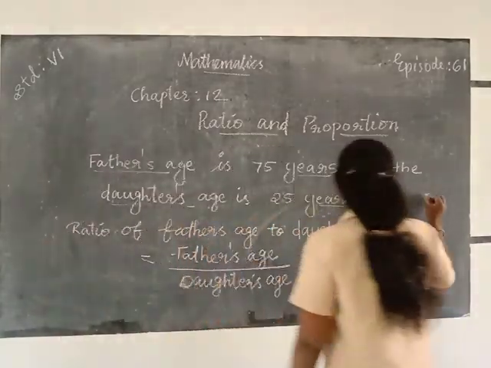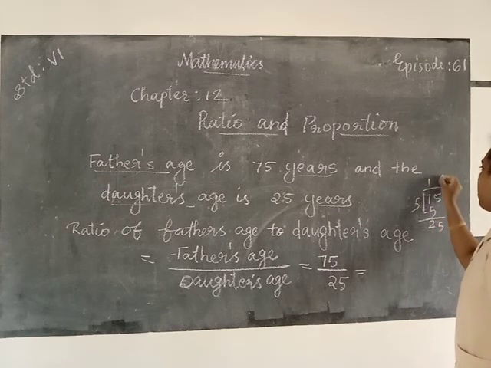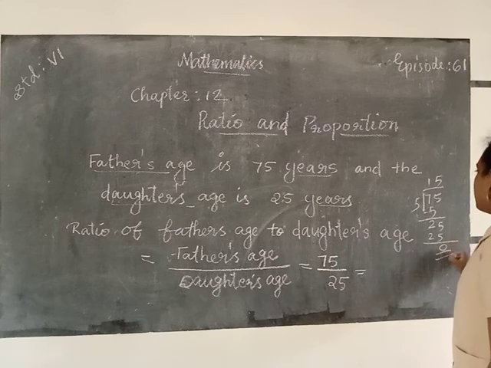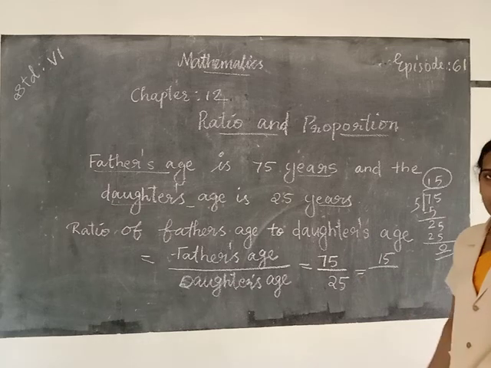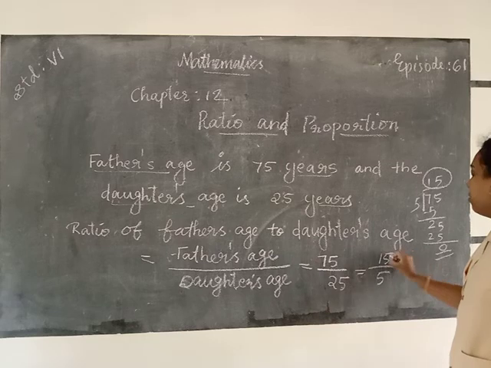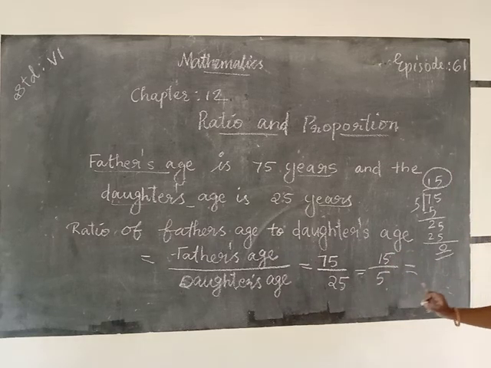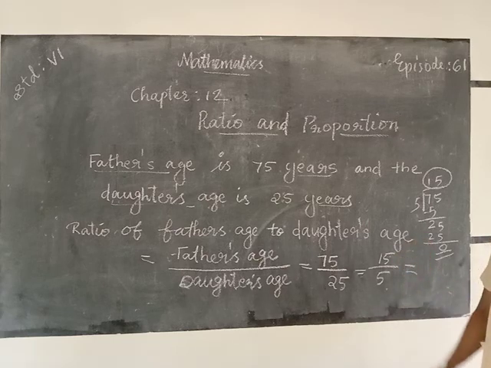When we divide 75 by 5, we get 1 5 is 5, then 7 minus 5 is 2. 5 5s are 25, then we get remainder 0. So the answer is 15. Then 25 by 5: 5 5s are 25, we get 5. Then 15 and 5 have another common factor, which is 5.